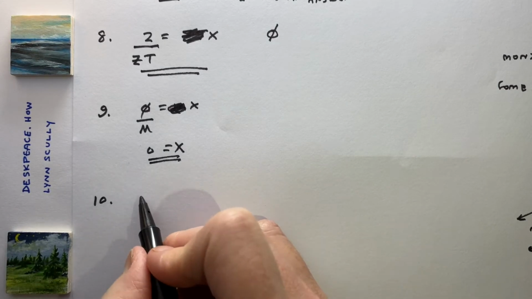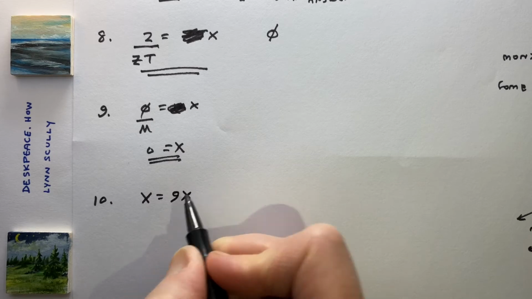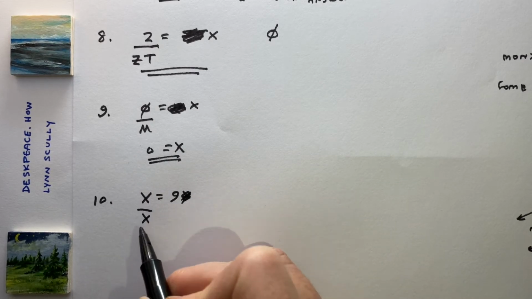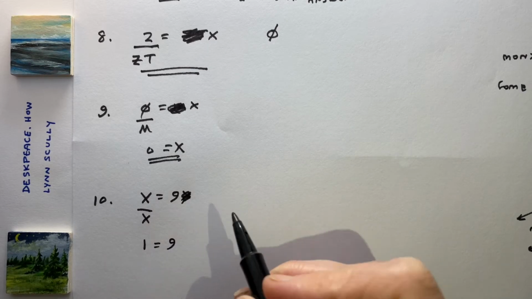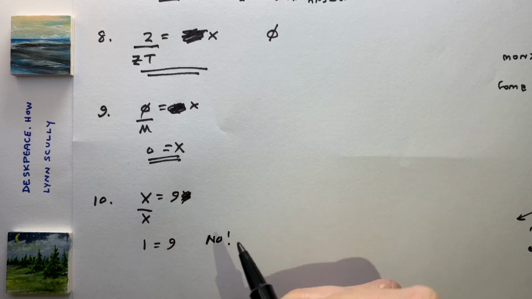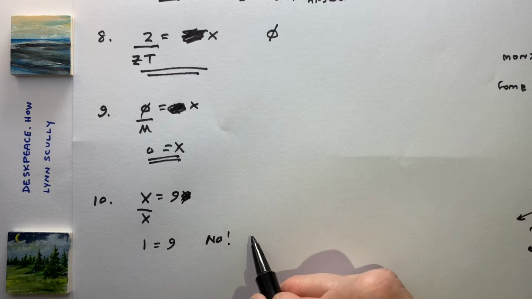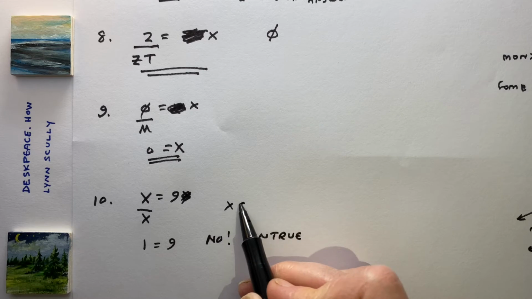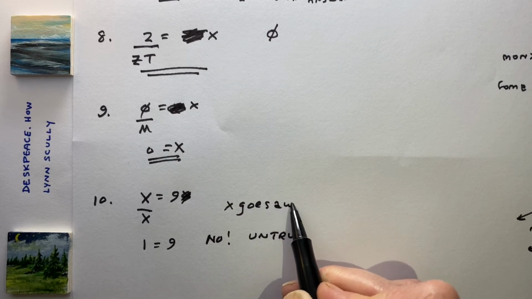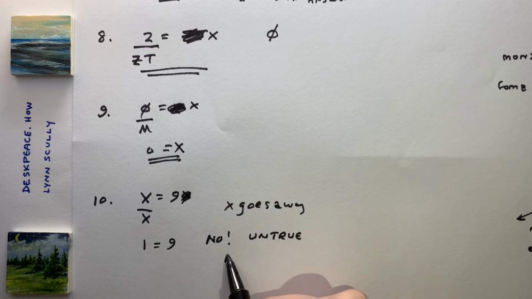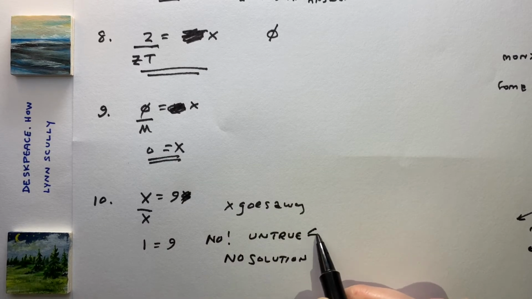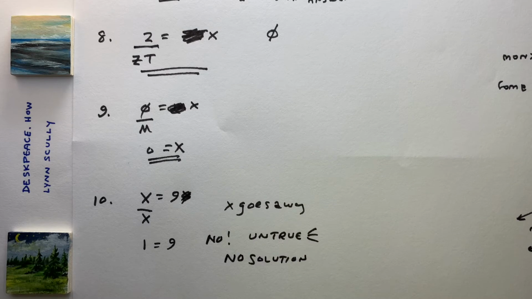Number 10. X equals 9x. I'm going to divide this x over to here. X over x is 1. I have 1 equals 9. No. 1 does not equal 9. So this is untrue. When x goes away and you have an untrue statement, it means no solution. When it goes away and it's an untrue statement, no solution. That's the end of review number 2.